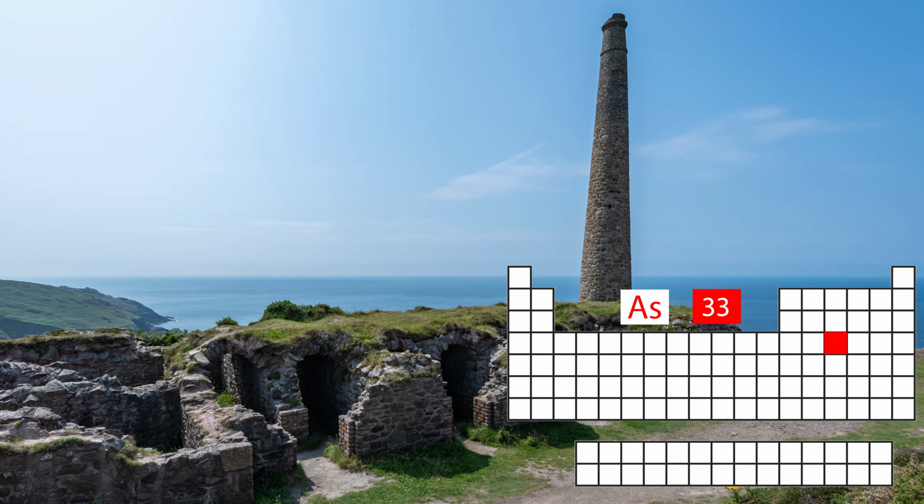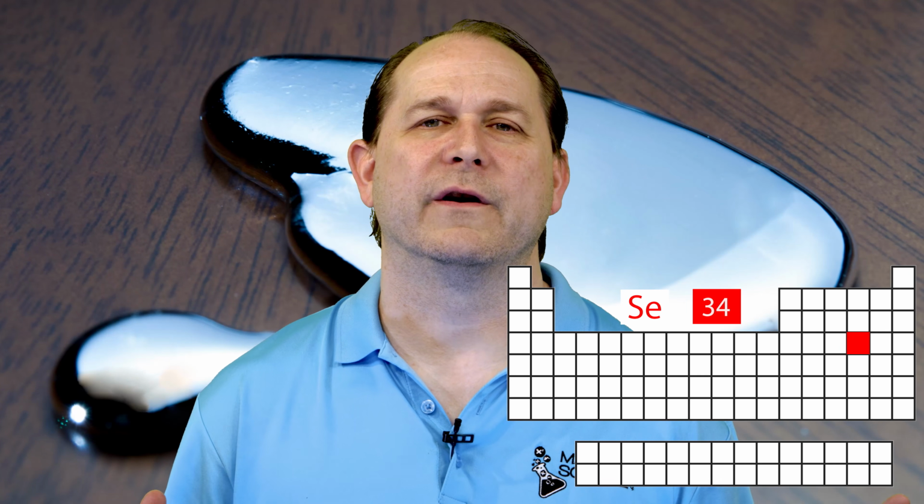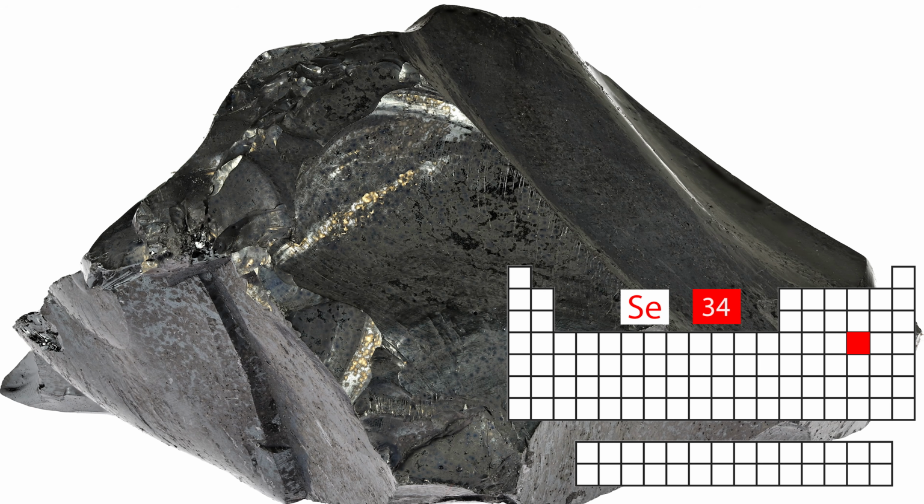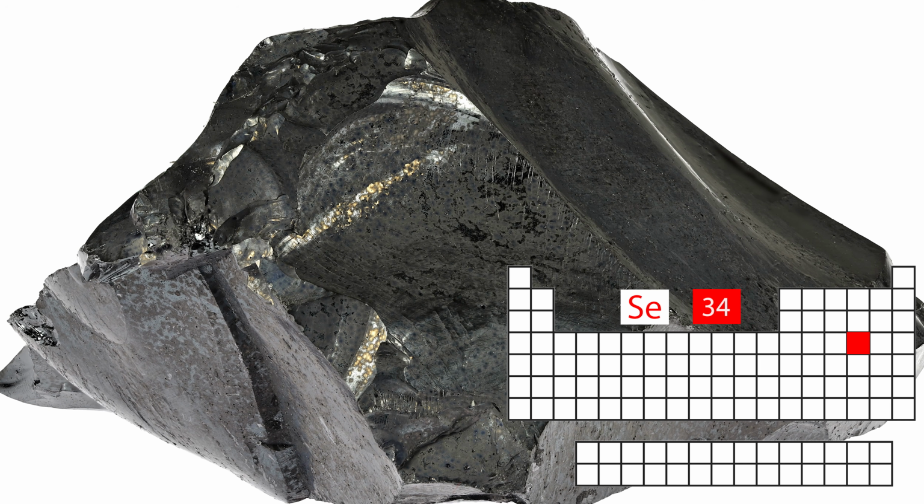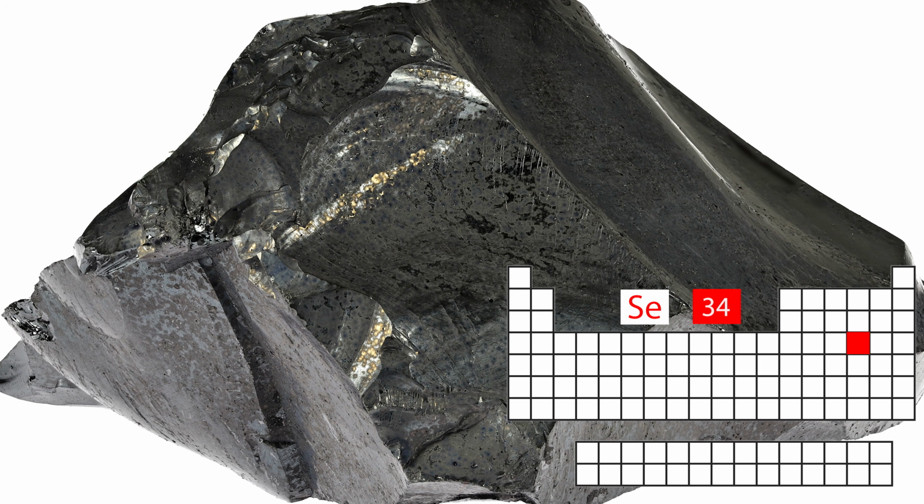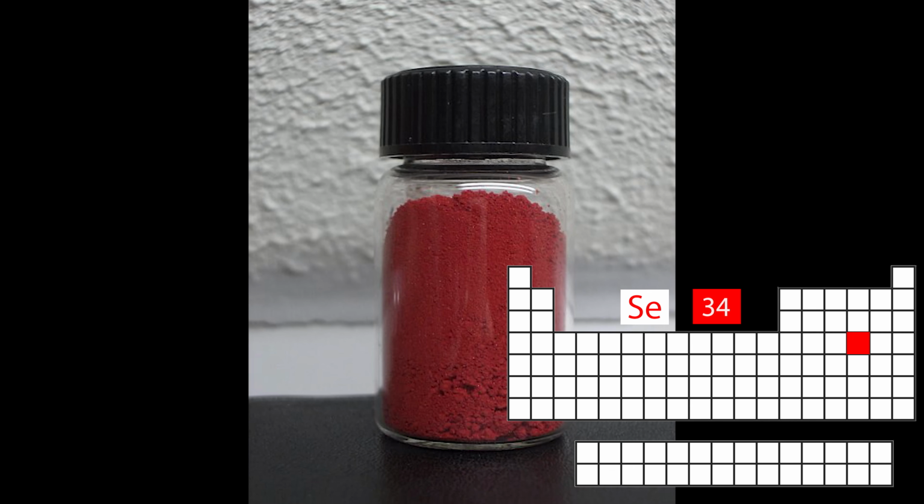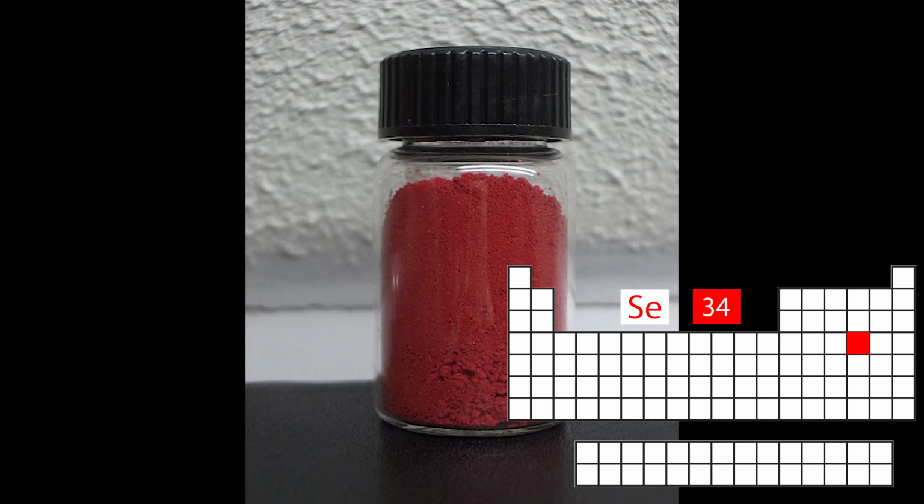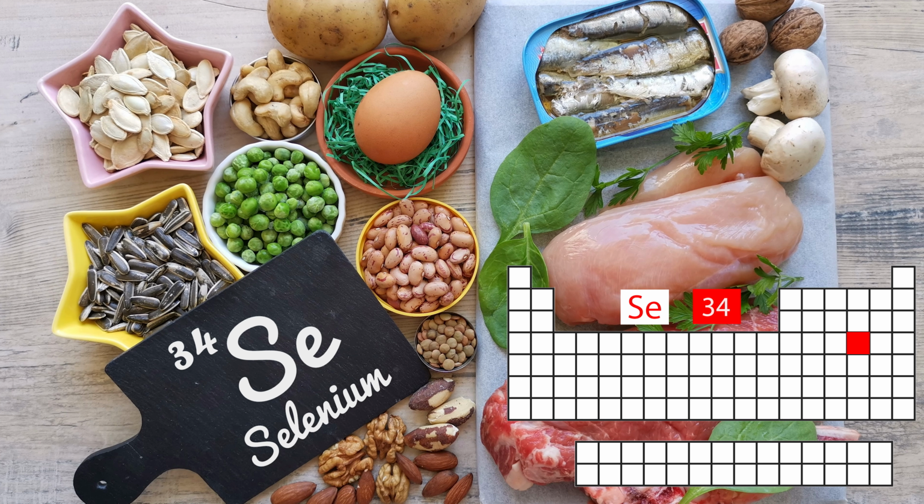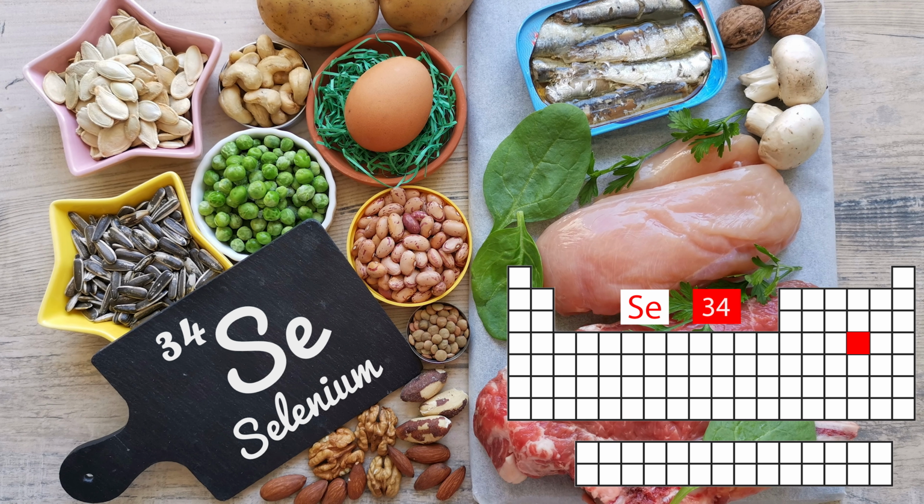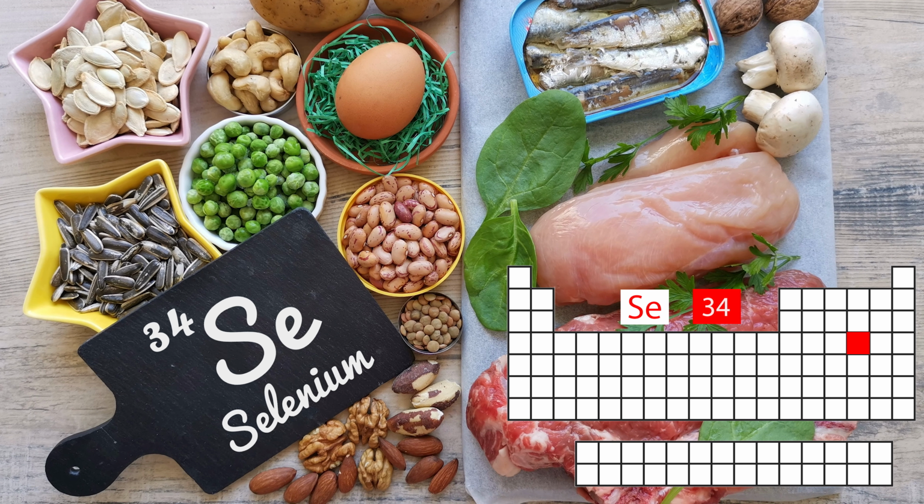Element 34, it's called selenium. Essential trace element for humans and used in photocopiers. Now here's a fun fact. It was discovered as a red residue in sulfuric acid chambers, and it was named after the moon, Selene, to complement tellurium, which is actually named after the Earth.